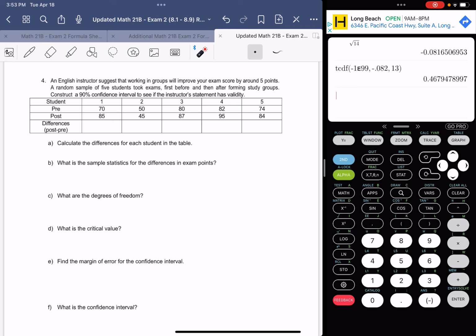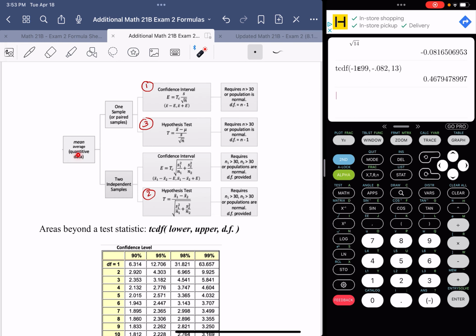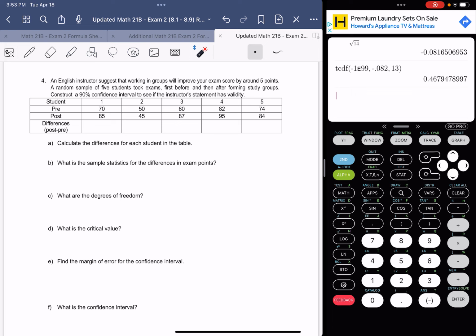All right, before we go any further, we need to analyze what type of problem we're working with on our flowchart here. So tell me, was that 1 sample, 2 paired samples, or 2 independent samples? 2 paired. Because it's the same student. We're just testing before they did a study group, but then after they did a study group. Same student, before and after the study group. So they're paired because these pre and posts are linked to the same student.